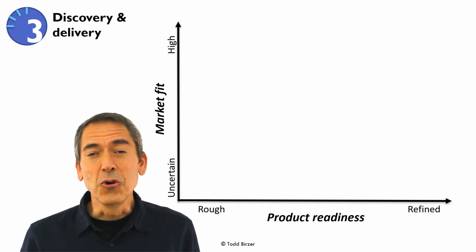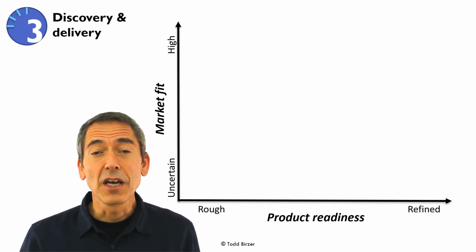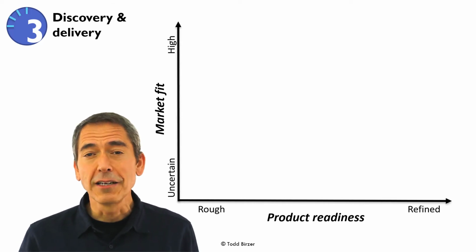Let's take a look at this graphically. On the x-axis, we've got product readiness. We go from rough to refined. On the y-axis, we've got product market fit. And we go from uncertain, we just don't know, up to high.